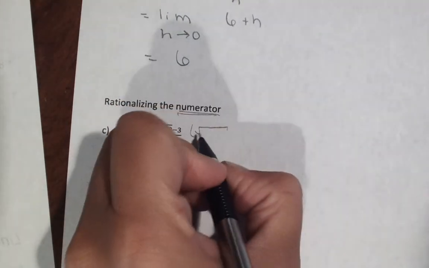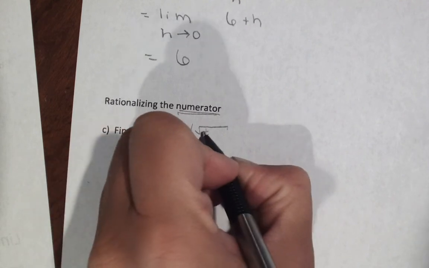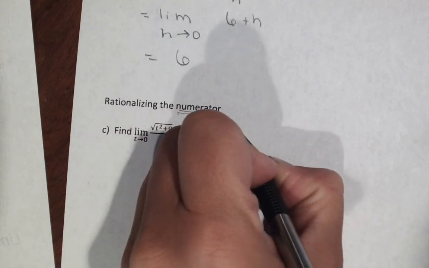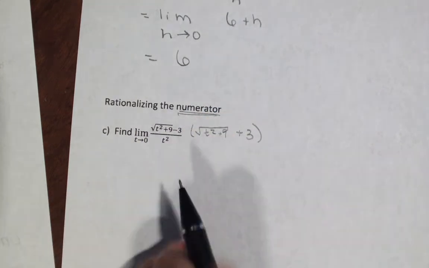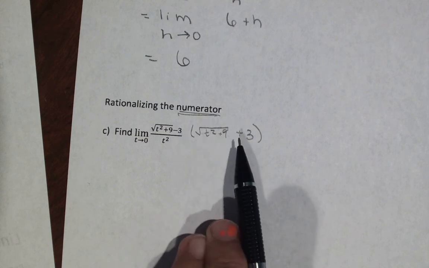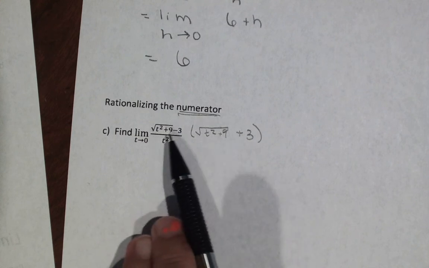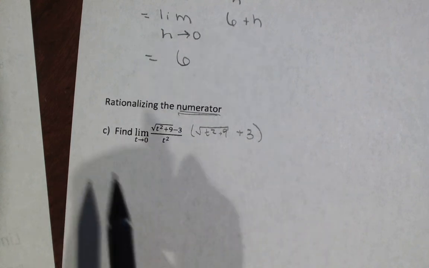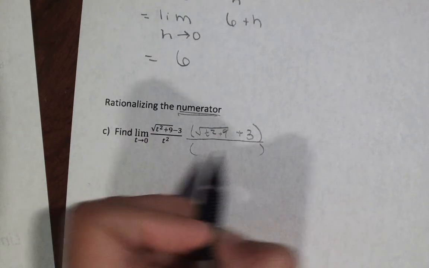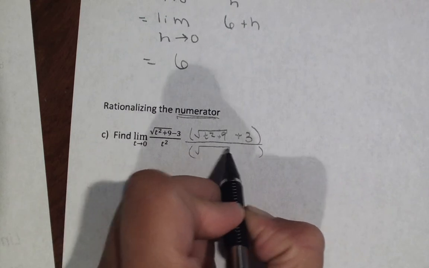So that's going to be the square root of t squared plus 9. And then the conjugate here would be plus 3. So notice that the first term stays the same. I'm switching this operation, opposite operation. The last term stays the same. If I multiply the top by that, have to do the same to the bottom.